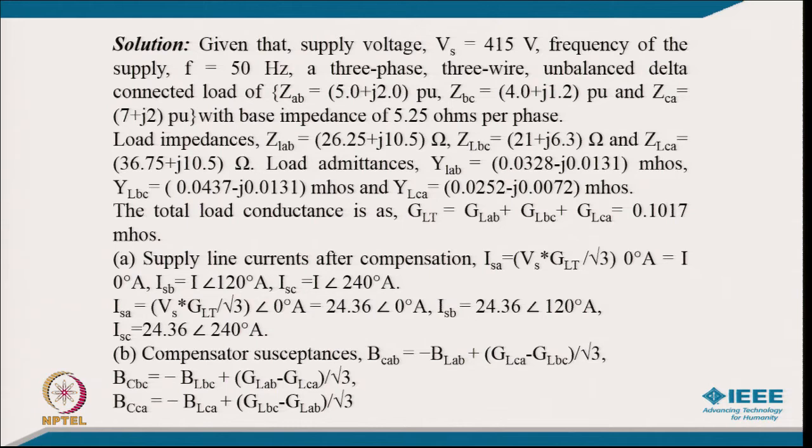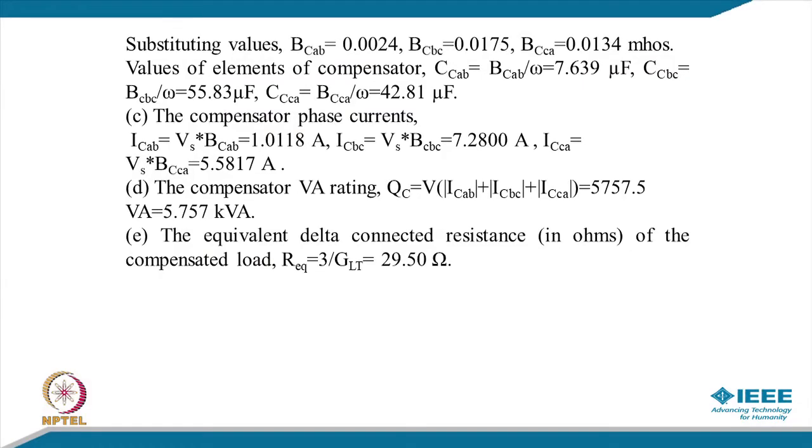So, that gives the balanced 3-phase line current at unity power factor, in phase with the supply voltage, and we can find the compensator susceptances by applying the relations which we derived in the previous lecture: BCAB equal to minus BLAB plus (GLCA minus GLBC) divided by root 3. Similarly, BCBC equal to minus BLBC plus (GLAB minus GLCA) divided by root 3, and BCCA equal to minus BLCA plus (GLBC minus GLAB) by root 3. Then of course, putting in the values of all these, we get the compensator susceptances BCAB 0.024 mho, BCBC 0.0175 mho and BCCA 0.0134 mho, and the values of the elements come from there.